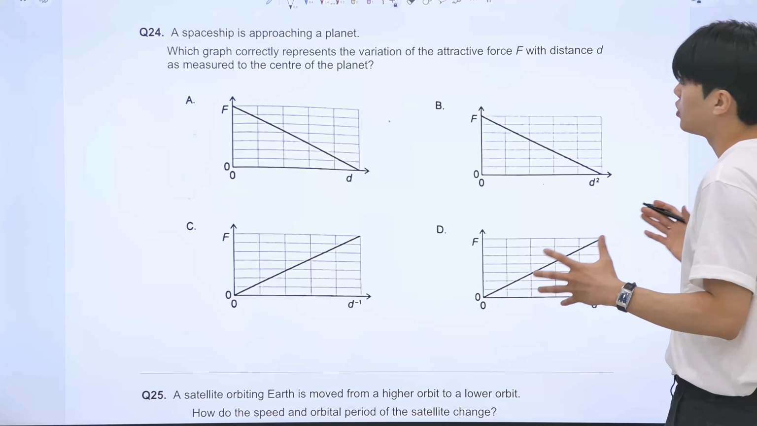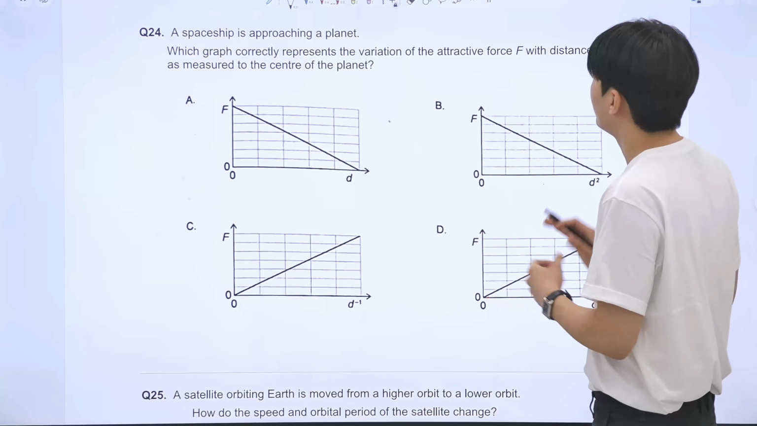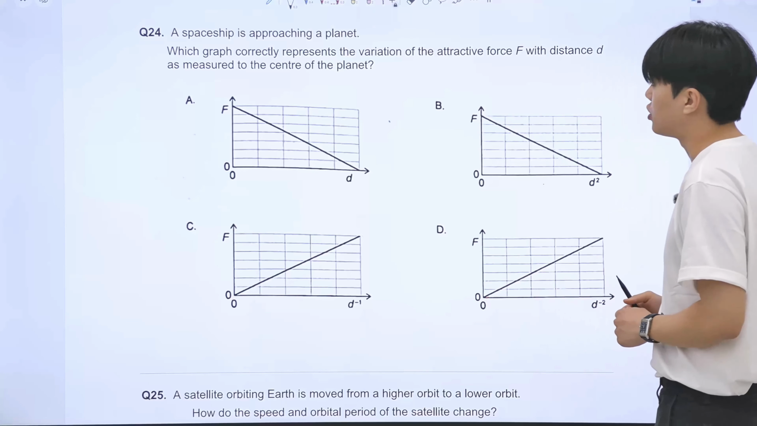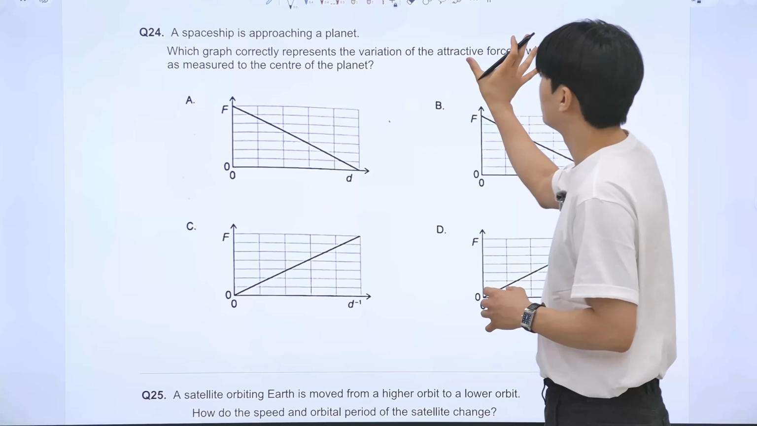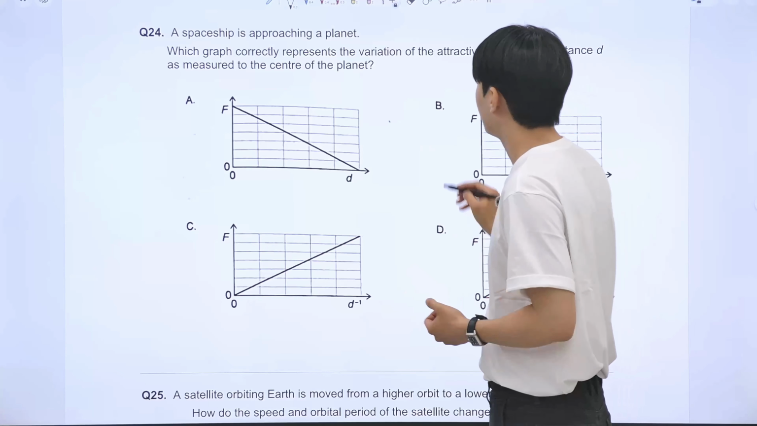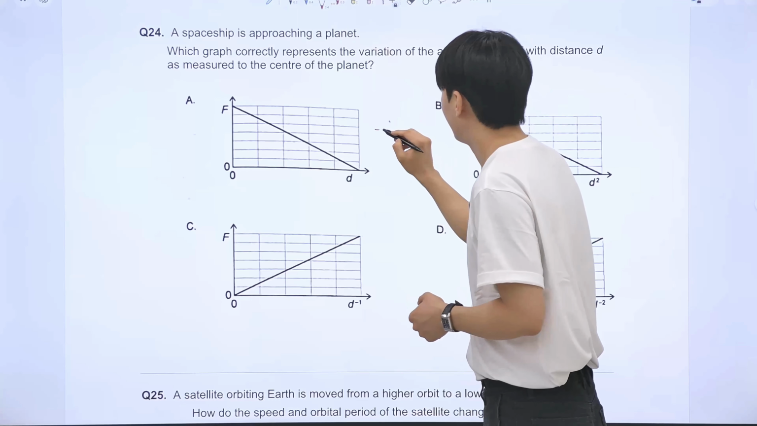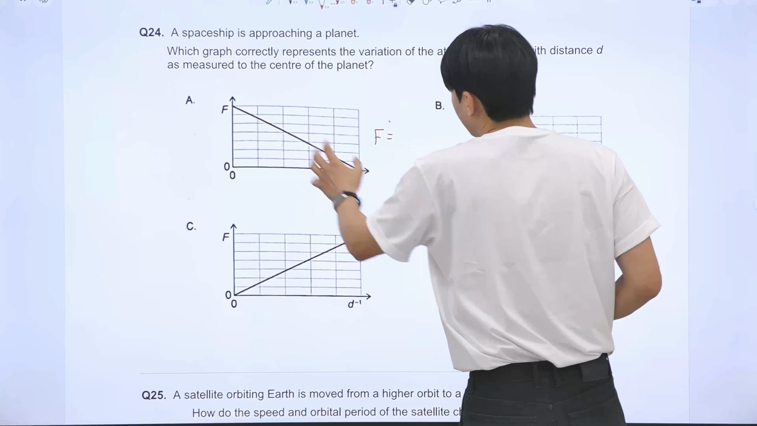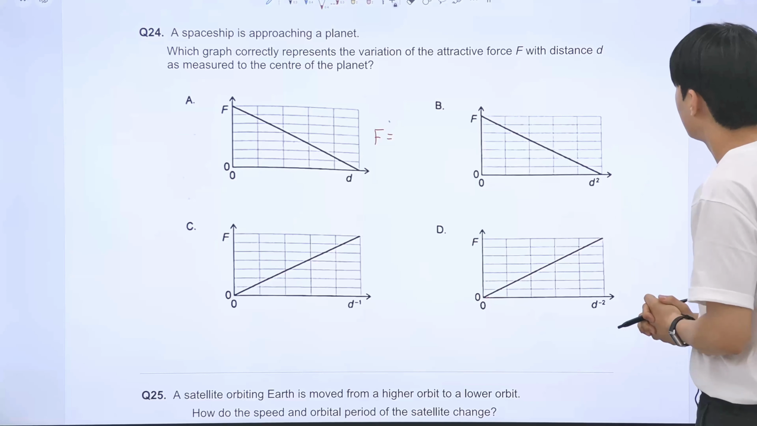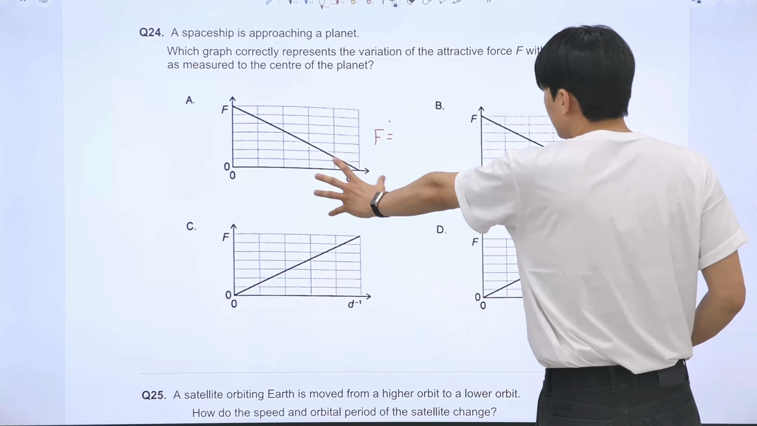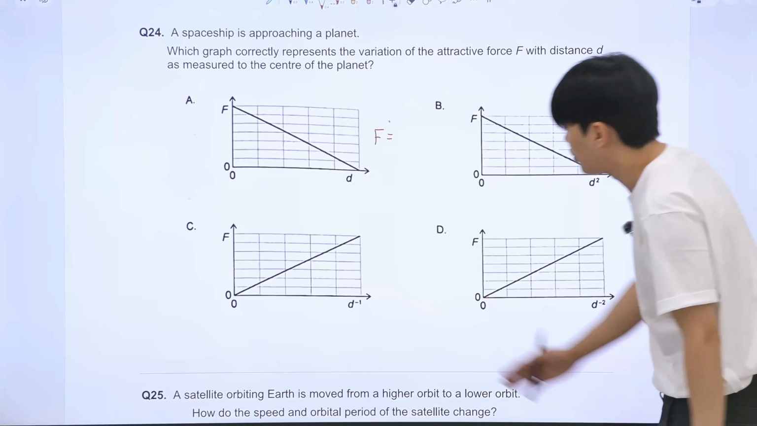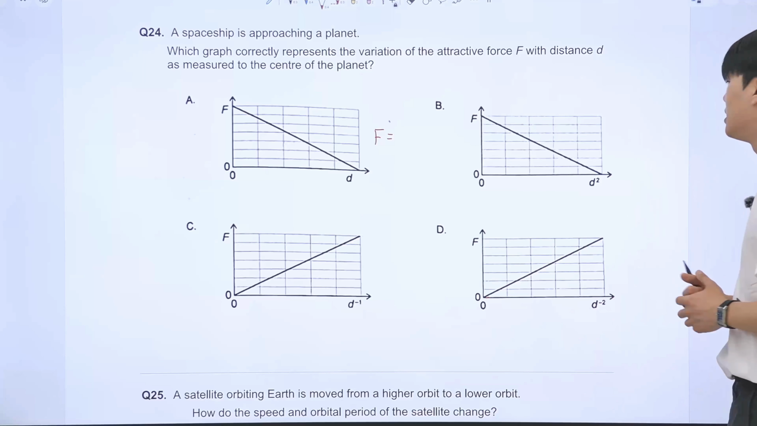A spaceship is approaching the planet. They compare the attractive force and the distance as measured to the center of the planet. So that is actually the gravitational force, the attractive force, right? So let's say our gravitational force F, and we have to compare the force and the distance between the centers of mass. However, if you see the x-axis, we have d here, but in that case, we have d squared here, and we have d to the negative 1 and d to the negative 2.